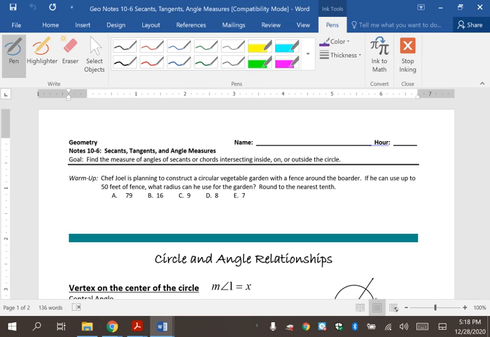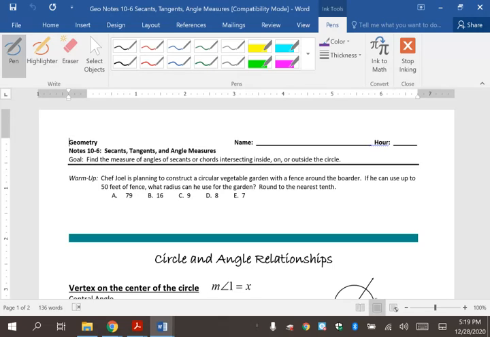Hello, this is Mrs. Moslick, Geometry, Notes 10-6, Secants, Tangents, and Angle Measures. What we are going to do in this set of notes is to know all 4 of the types of angles of a circle. Go ahead and do the warm-up, pause the video, and then go ahead and play when you are done.